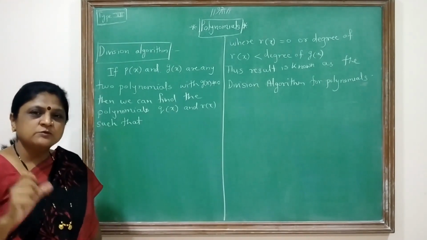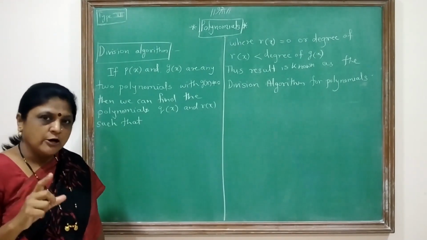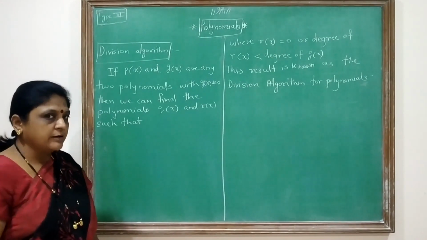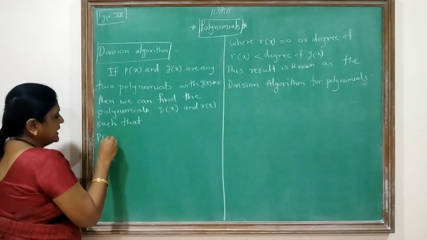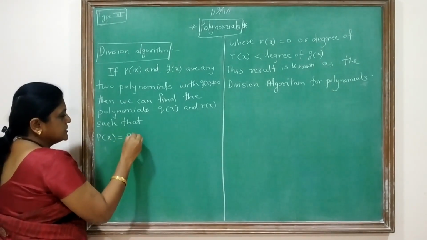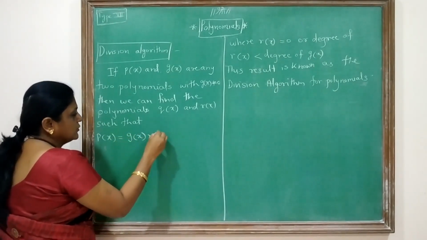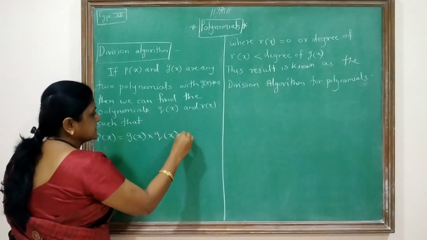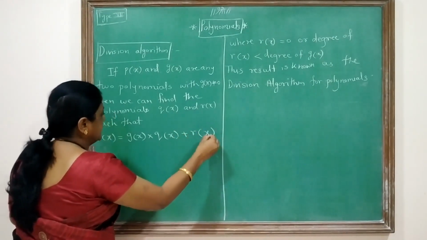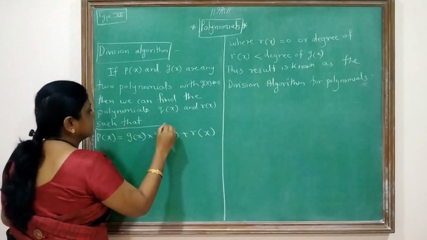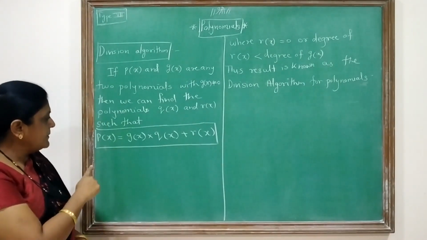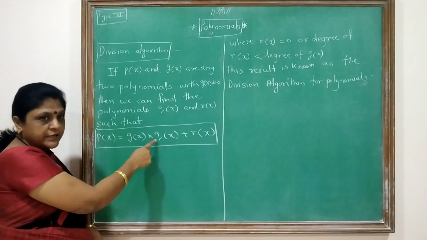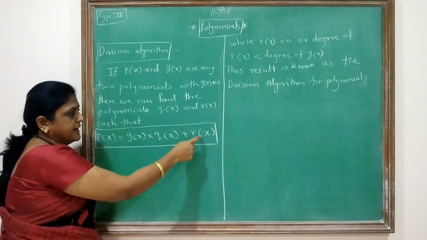Q of X means the quotient and R of X means the remainder. Then what is your division algorithm? P of X equal to G of X into Q of X plus R of X. This is your formula. This is your division algorithm.